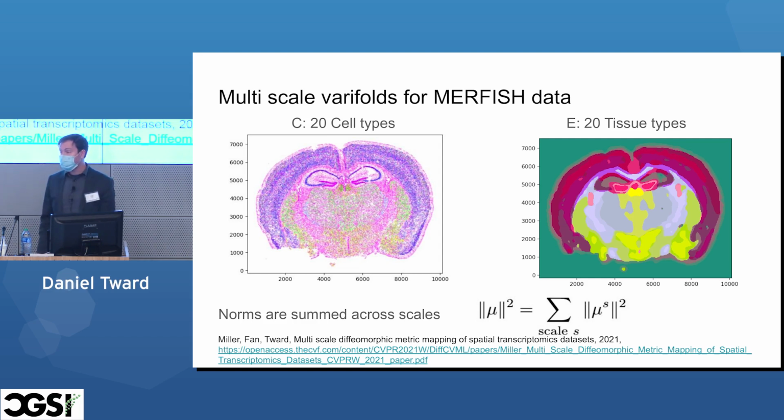Now we can compare data sets just by summing norms across scales. So we have a varifold at each scale. We'll collect them all together and we state two data sets are similar if their varifold representation is similar at the RNA scale and at the cell scale and at the tissue scale.